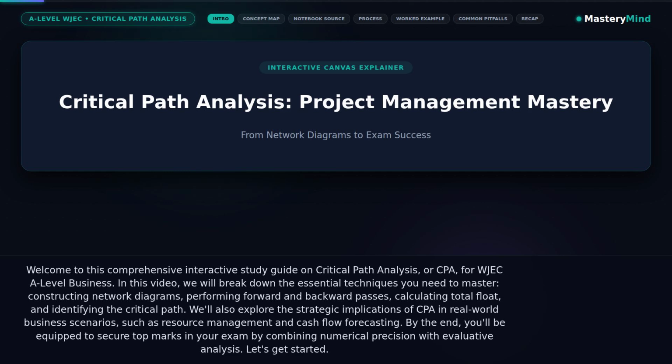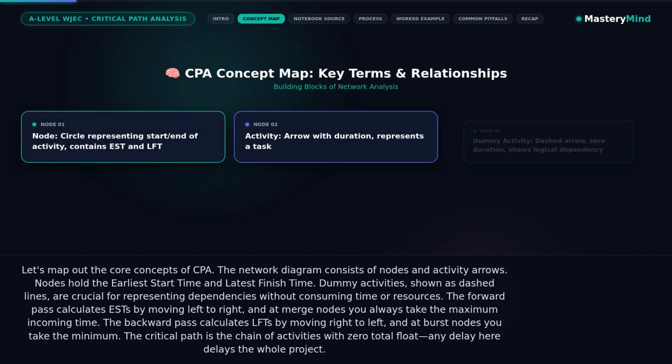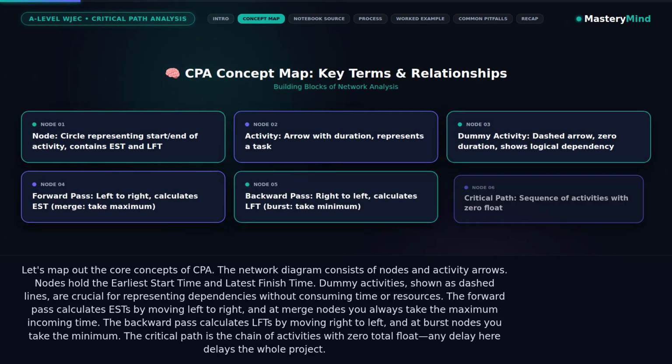We'll also explore the strategic implications of CPA in real-world business scenarios, such as resource management and cash flow forecasting. By the end, you'll be equipped to secure top marks in your exam by combining numerical precision with evaluative analysis. Let's get started. Let's map out the core concepts of CPA.